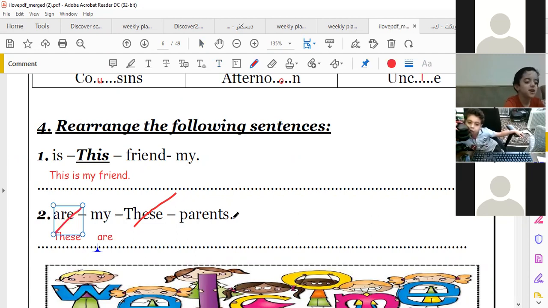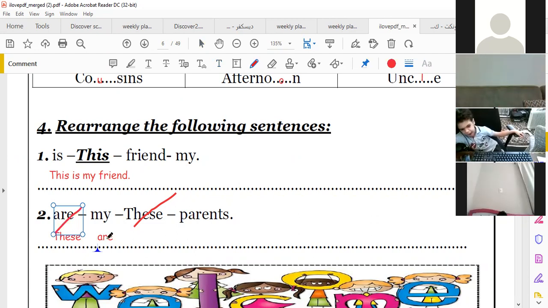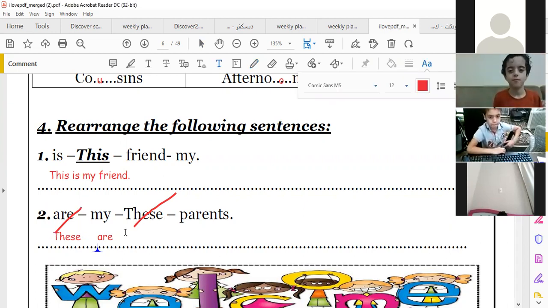Now, Yusuf, R is taken. After R. These are my or these are parents? What is the correct order? These are my parents or these are parents my? These are my parents. Well done. These are my parents. Excellent, Yusuf. Thank you very much.